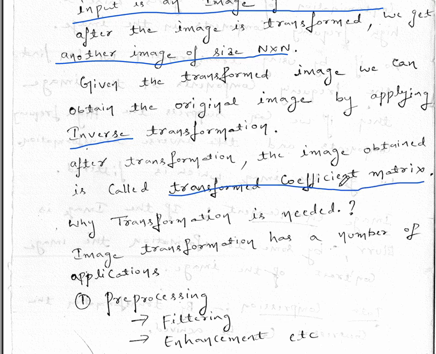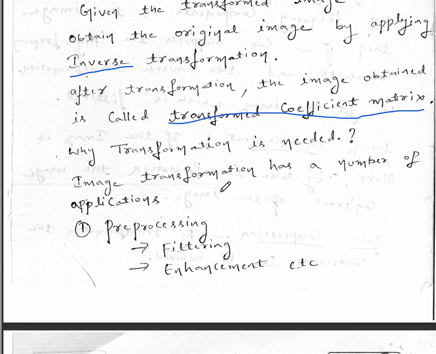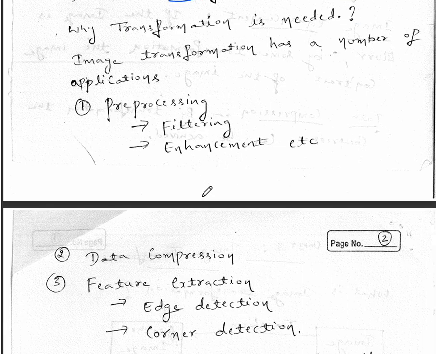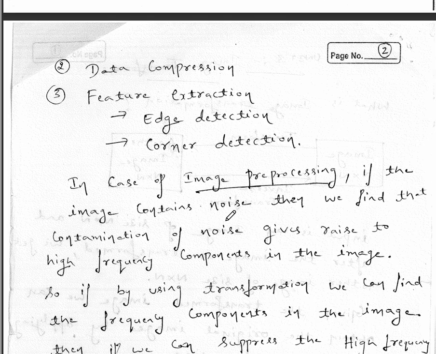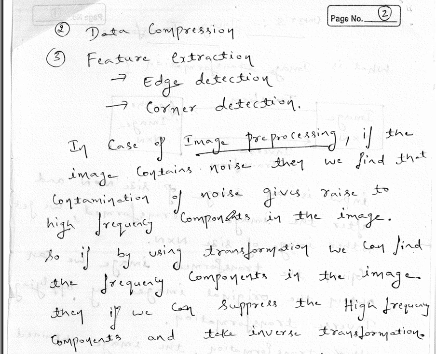And why do we need transformation is another important thing that we need to study. Image transformation has a variety of applications such as pre-processing, data compression, and feature extraction. Pre-processing is further divided into filtering and enhancement, whereas feature extraction is divided into edge detection and corner detection. In the case of image pre-processing, if the image contains noise, then we can find the contamination of noise, and that gives rise to high frequency components in the image.